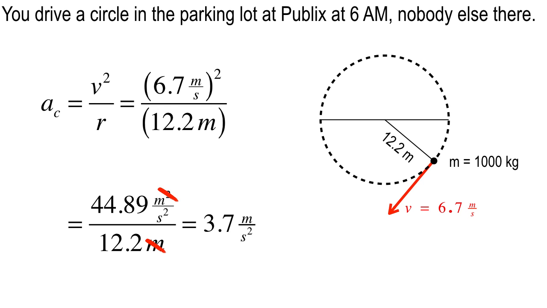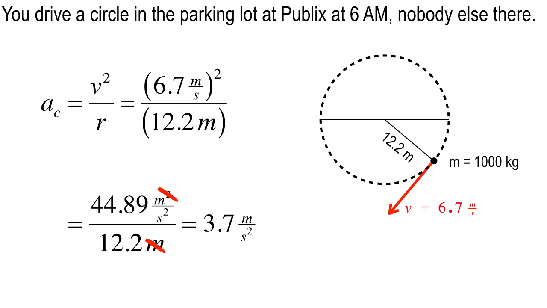Questions before I proceed? Because you're going to need to do this in a few minutes using your iClicker. Yes, Alexis. Yeah, because it's an acceleration. The question was, is the format always going to be meters per second squared? And the answer to that is yes, because we're trying to calculate a centripetal acceleration.